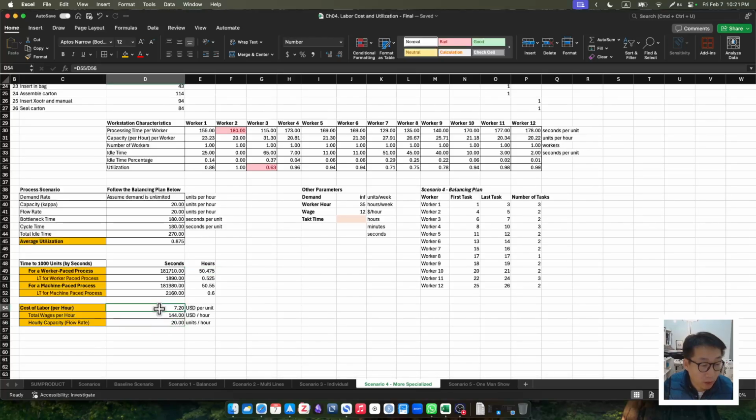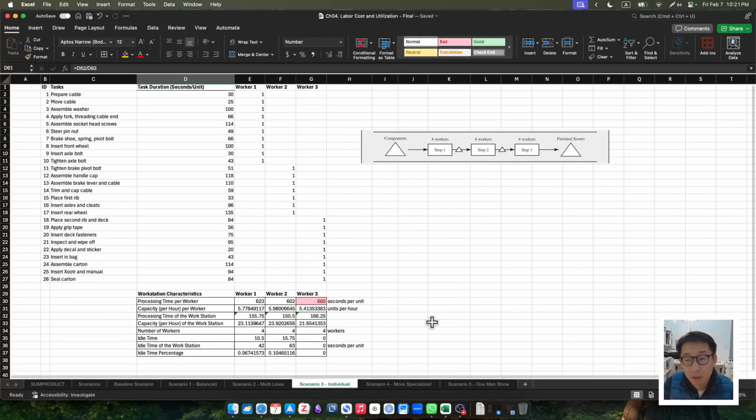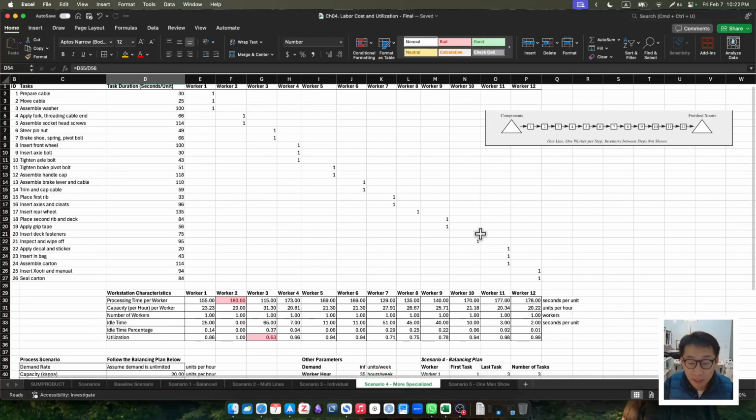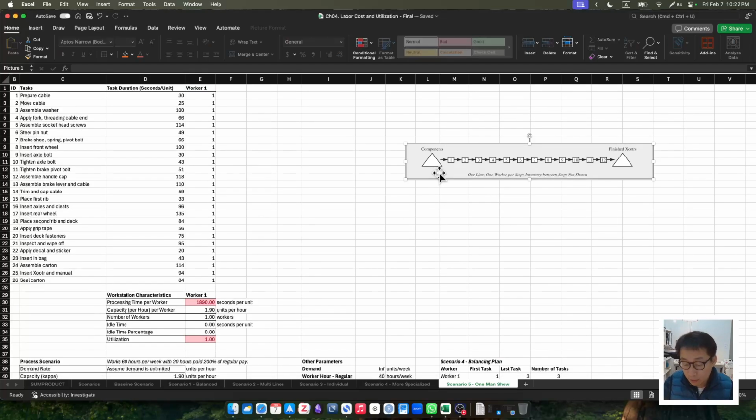But if you look at the cost, which is something interesting, even though your capacity has improved, because now you have hired a lot more people, your direct labor cost per unit is actually going to be slightly higher than this particular design. Okay, so this is something interesting about this. So I think scenario number 5 is something I should use this.